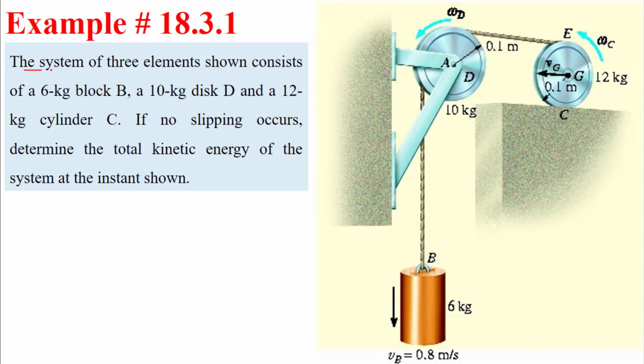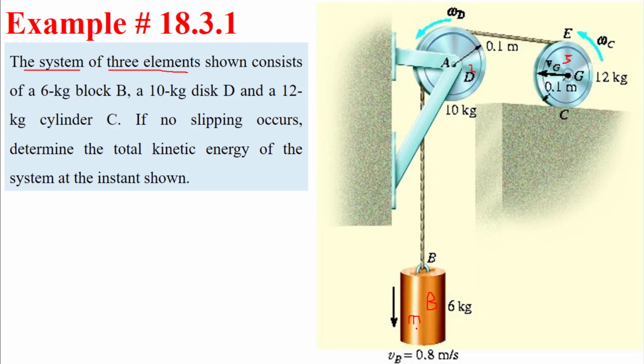So the system of three elements shown. So عندنا هنا element 1, element 2. So this is 1. Here we have 2. And here we have element 3. Okay, consists of 6 kilogram block B. So here is block B, element 1 or block B. So هذا block B, its weight is 6 kilogram.